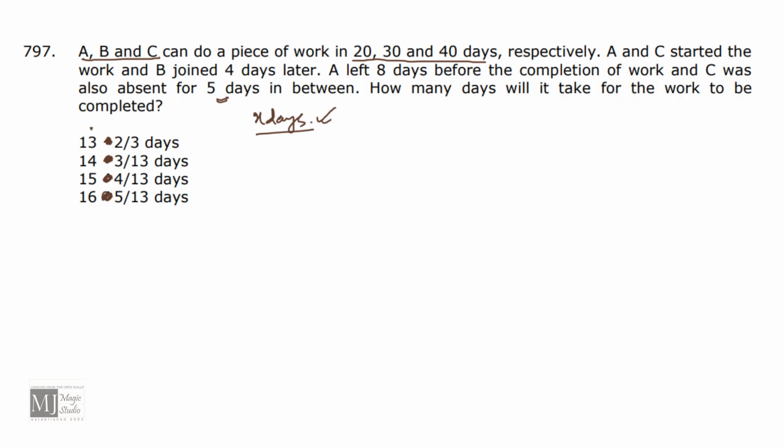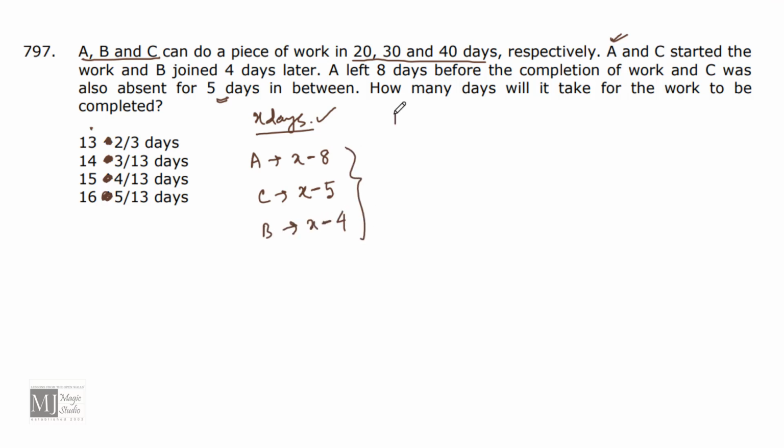Let's say work is completed in X days. Then how long did A work for? A left 8 days before the completion. A started the work but left 8 days before completion. That means A worked for X minus 8 days. C was also absent for 5 days, so C must have worked for X minus 5 days. B joined 4 days later. That means B worked for X minus 4 days.